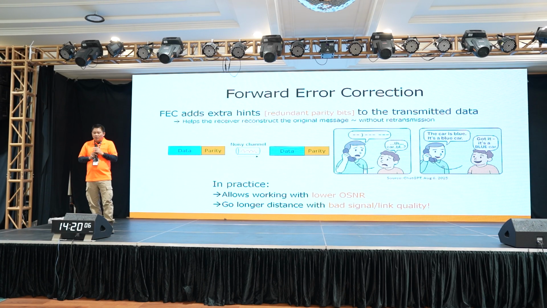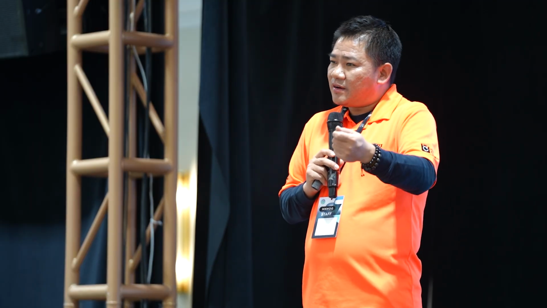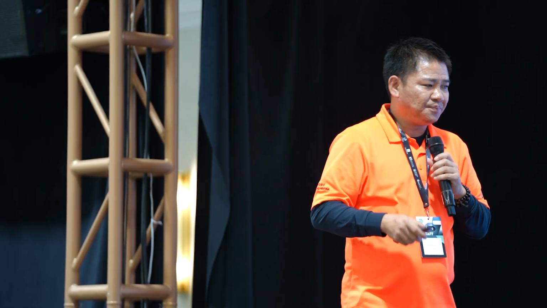So in practice, forward error correction is important when you have a long distance link which might be noisy. Even if there are errors, it will correct them for you, and at the receiver, you're able to decode the information.